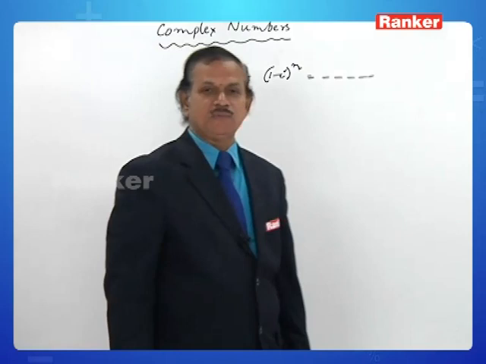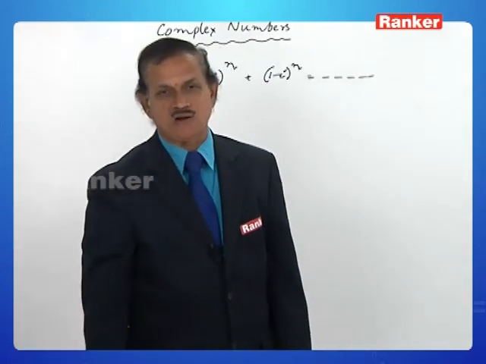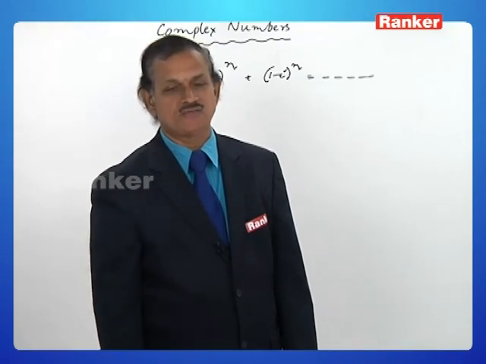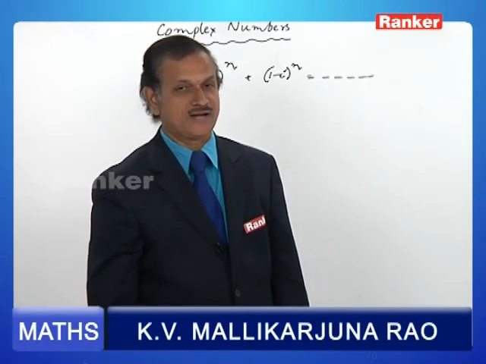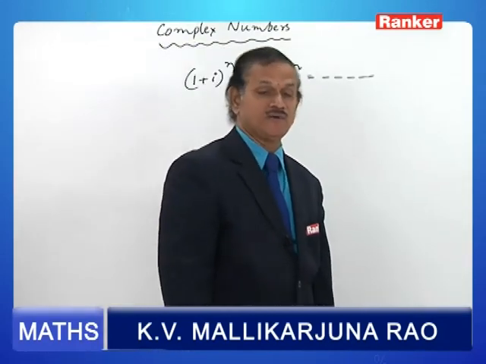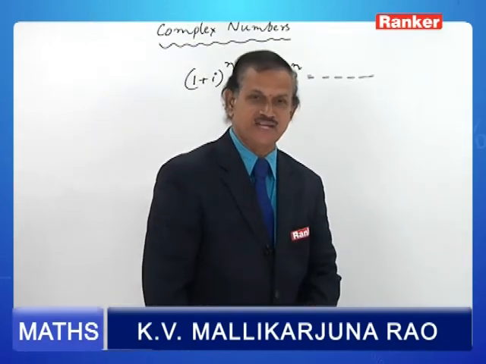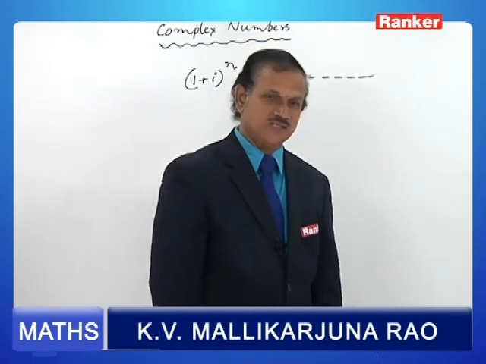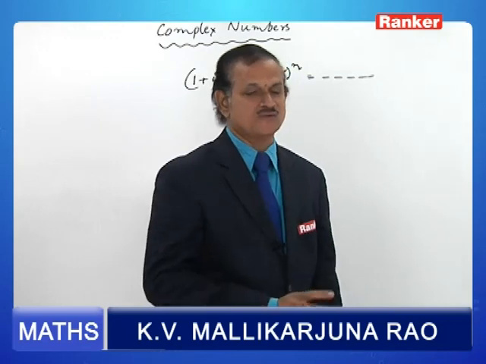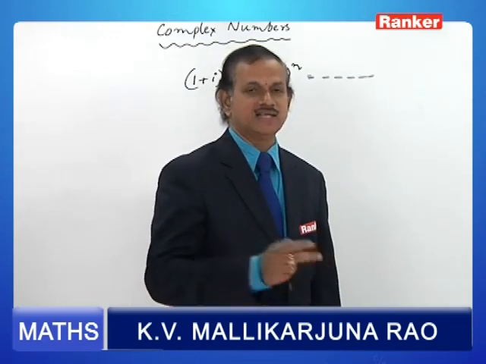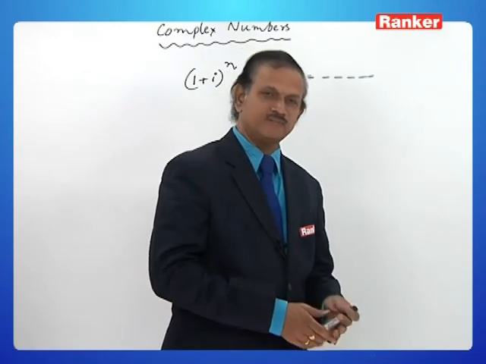1 plus I whole to the power of n plus 1 minus I whole to the power of n is equal to, some 4 options you may give: 2 power n plus 1 into cos of n pi by 4, 2 power n into cos of n pi by 4, or 2i into sine of n pi by 4, like that. Some 4 options will be given. How to make use of that? Here also we use 2 concepts: one concept is of mod amplitude form and the other concept is of de Moivre's theorem.